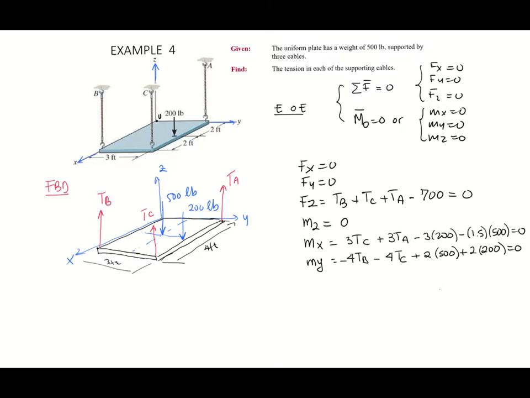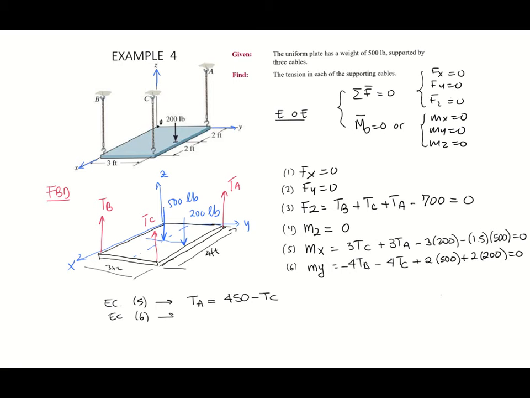To solve the system, we will use the last two equations to solve for TA. So let me name the equations. This is equation number 1, equation number 2, 3, 4, 5, and 6. I'm using equation number 5 to solve for TA, and that gives me that TA equals 450 minus TC. Then I will use equation 6 to solve for TB, which equals 350 minus TC.